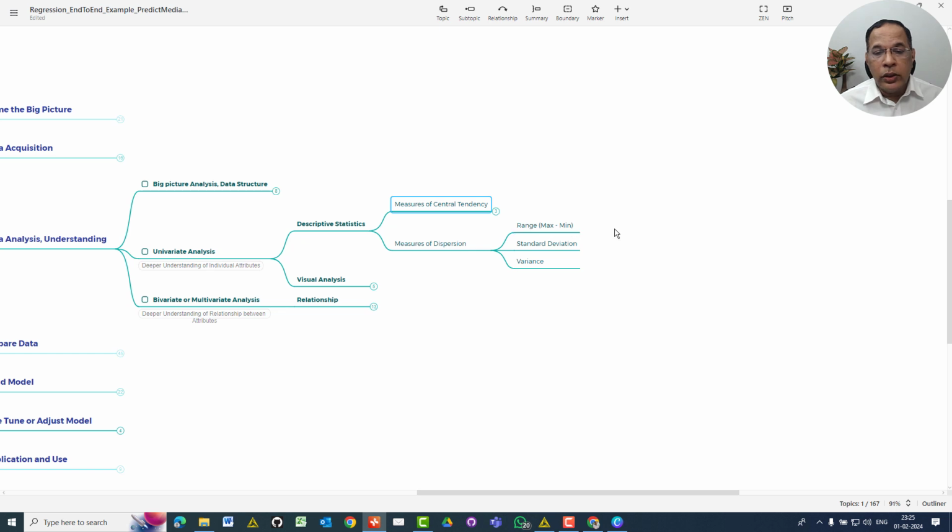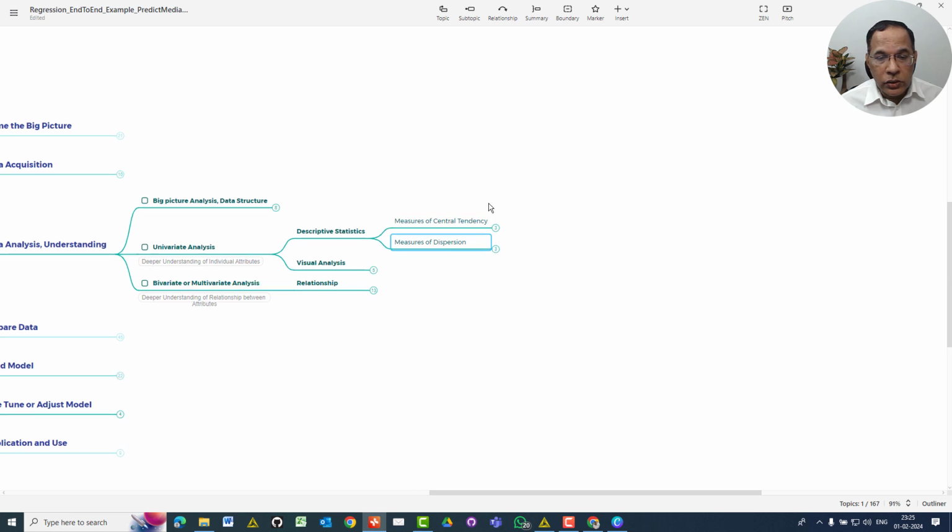So range is a quick measure, just the difference between maximum value and the minimum value when they are sorted. Then standard deviation is how far am I from the mean in terms of when I assume the data is normal, right? And then variance is a square element from that perspective. Okay, so we look at range and then standard deviation and so on and so forth.